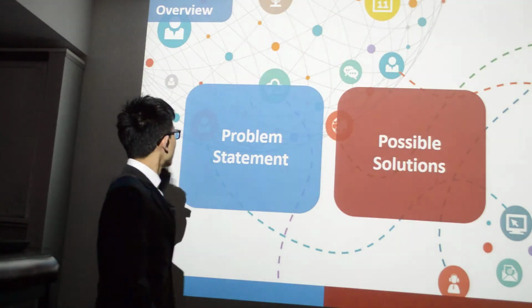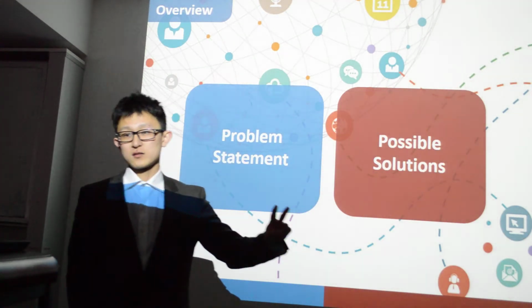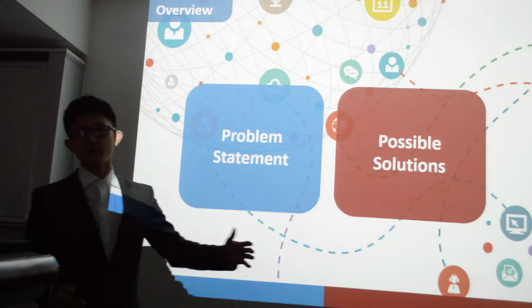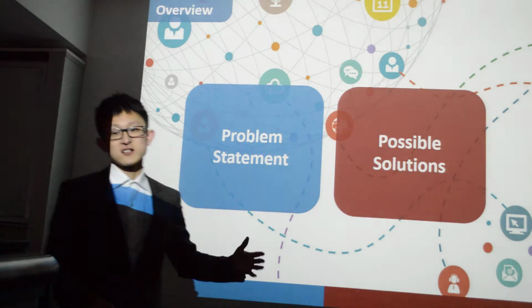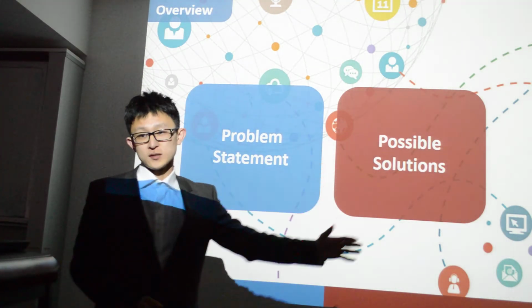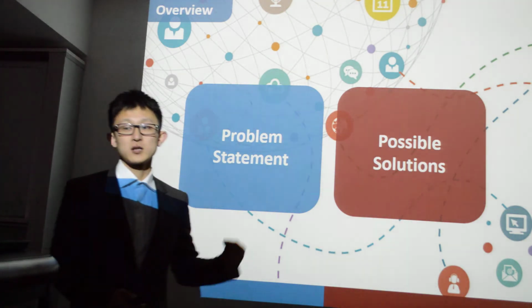Okay, this is the overview of our presentation. Our presentation will cover two parts. The first one is a problem statement. I will describe the problem and introduce some factors contributing to this problem. The second part is possible solutions. I will introduce some feasible strategies undertaken by a potential client.